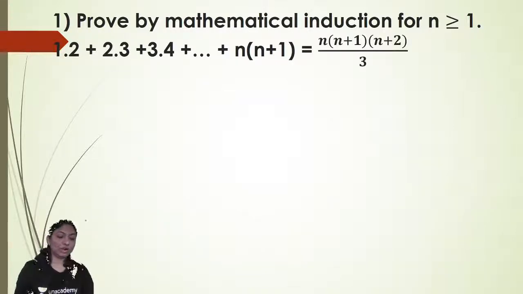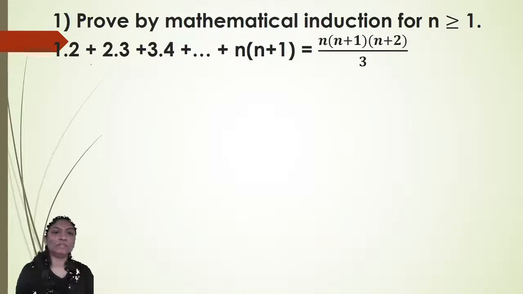Okay. So there are three steps. First, we assume that the result is true for n is equal to the first natural number. Then we assume that the result is true for n is equal to k, and we will prove that the result holds true for n is equal to k plus 1. Now let's start how to prove it.